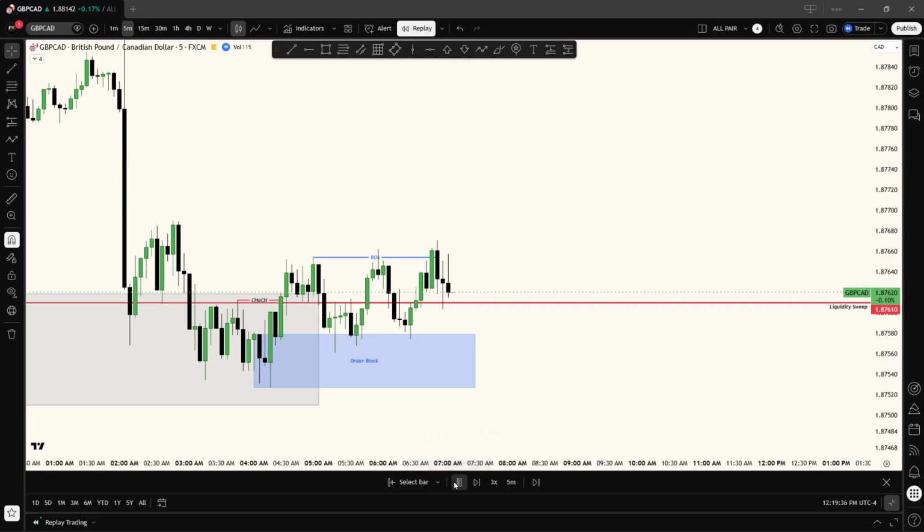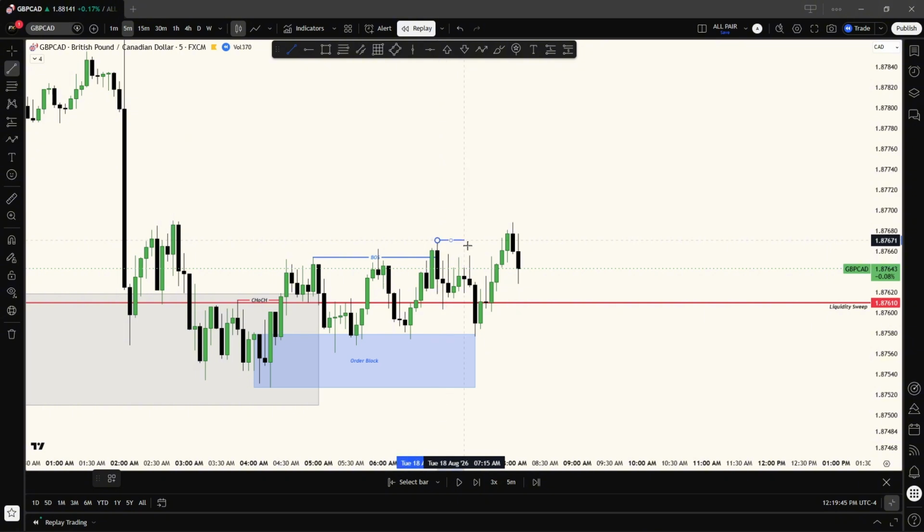But honestly, I'm still not seeing a clear entry here. I mean, yeah, I had an order block zone, but look at the move, there's no clear fair value gap or any imbalance left behind. For me, that's a missing piece of the puzzle.